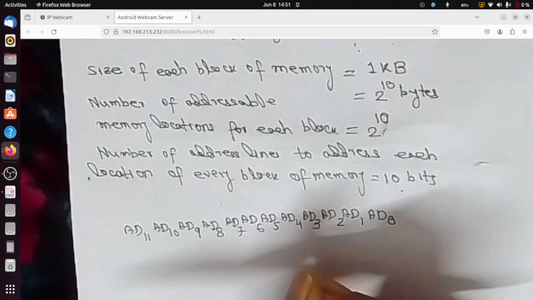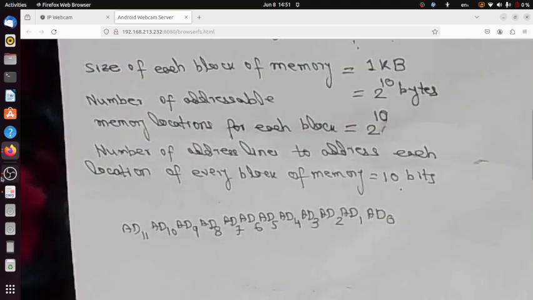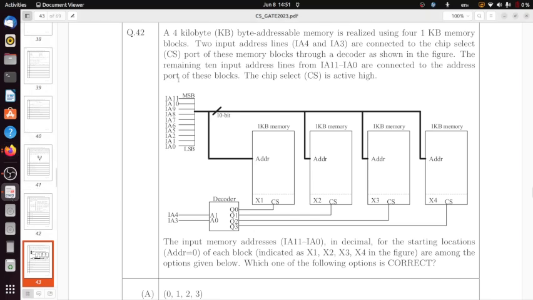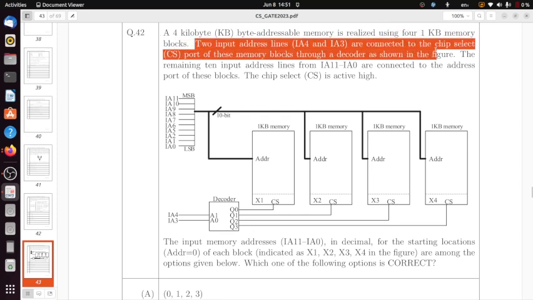So for that we go back to the question. Now the question is: given 2 input address lines, which I have denoted here as AD4, so input address line 4 and input address line 3, that are connected to the chip select port of the memory blocks through a decoder as shown in the figure.